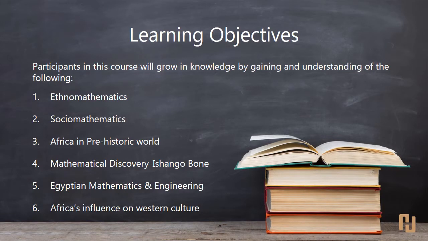Transitioning into today's learning objectives, participants in the course will learn about the following: ethno-mathematics, socio-mathematics, Africa and the prehistoric world, mathematical discoveries, Egyptian mathematics and engineering, and Africa's influence on Western culture. For today's course, we're going to focus on the first two learning objectives. At a very high level, I will introduce these two concepts.